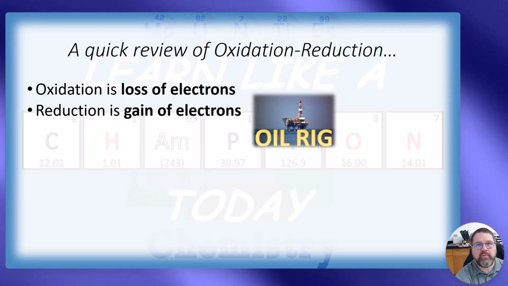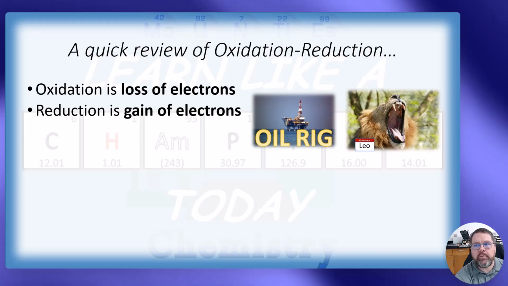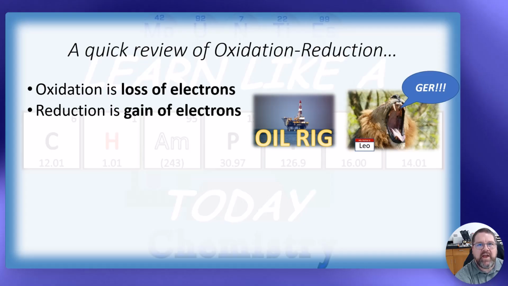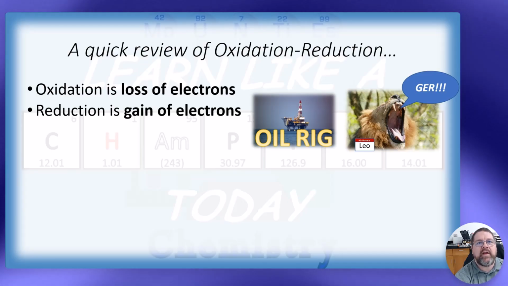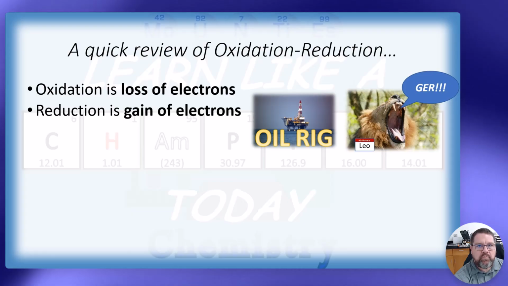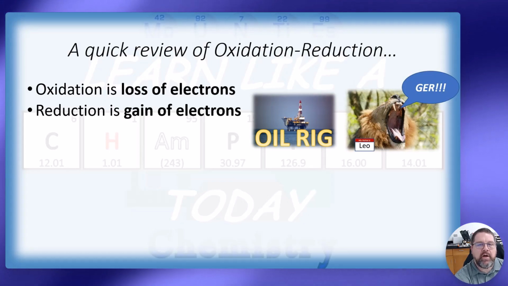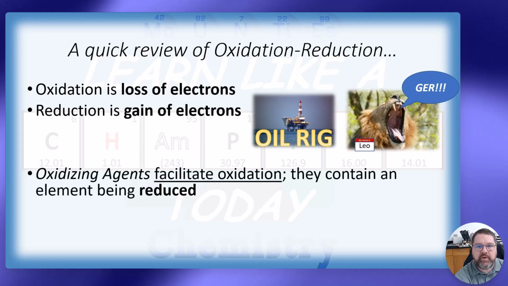Another common way to remember this is LEO goes GER, right? So loss of electrons, oxidation, LEO, gain of electrons, reduction, GER. Okay, and so remembering which process is which is going to be very important as we get into electrochemistry.